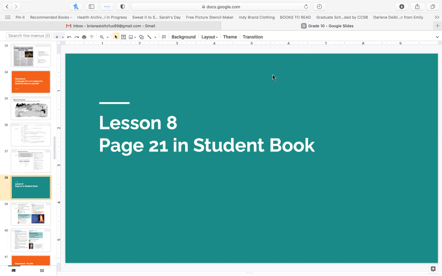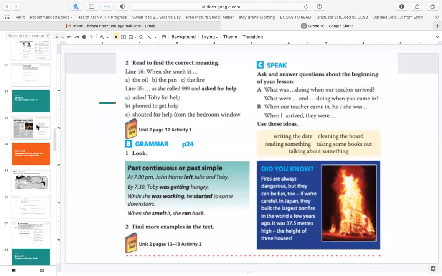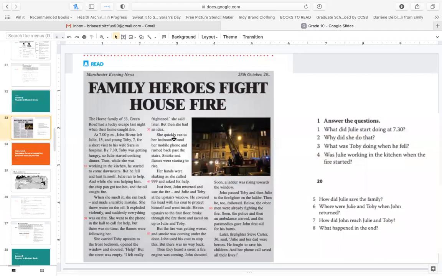Today, we will look at page 21 in your student book. Remember, in our previous lesson, we looked at this story about family heroes who fought a house fire. This was about the Horn family. John left, and Julie and young Toby were at home. Julie was starting to cook dinner when Toby fell down the stairs. So Julie helped him, but then the oil caught fire. The fire spread through the house. They had to go upstairs, and the firefighter saved them.